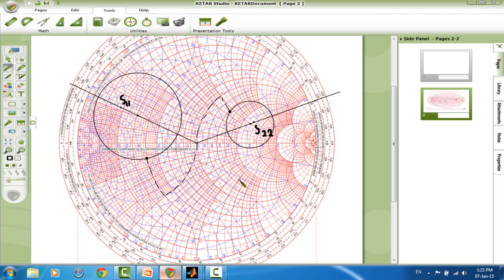The first path is anti-clockwise, which means we are adding a series capacitor. This one over here is also counterclockwise, so we're adding a parallel inductor. This one over here is clockwise, so we're adding a series inductance, and this one over here is also clockwise, so we're adding a parallel capacitor.